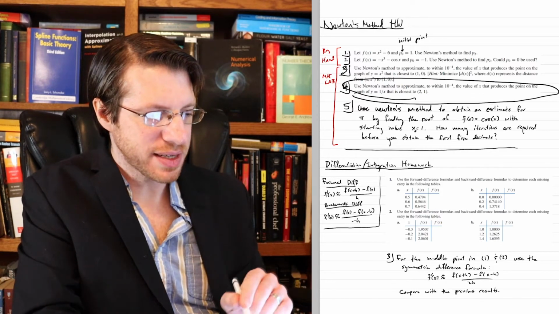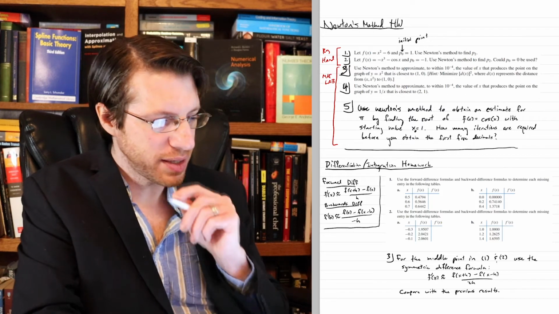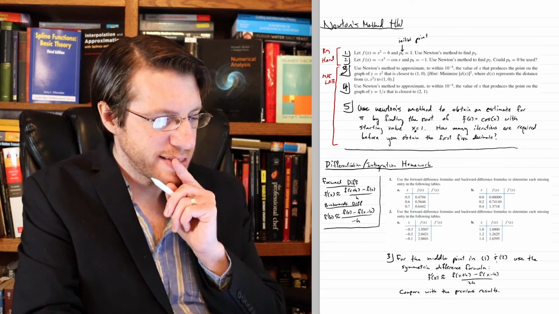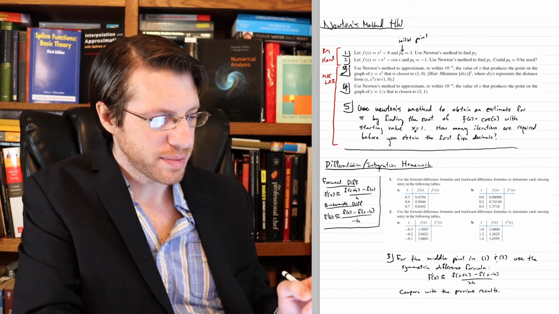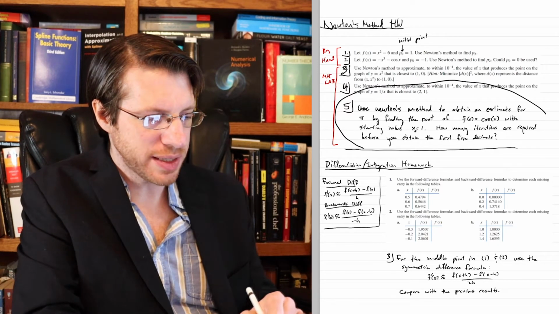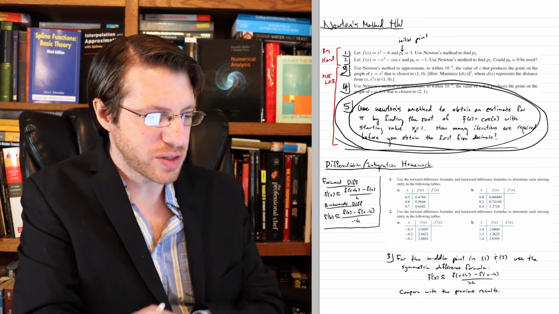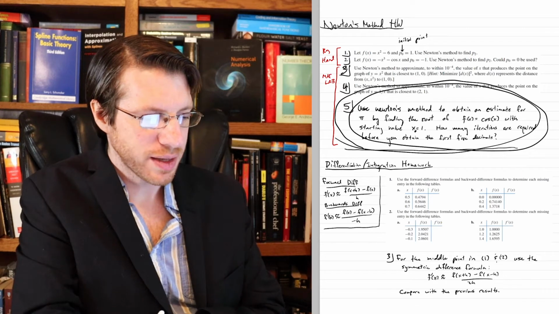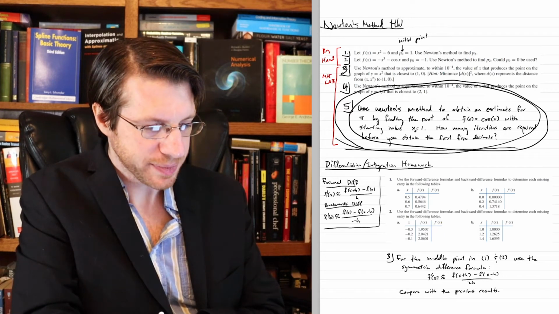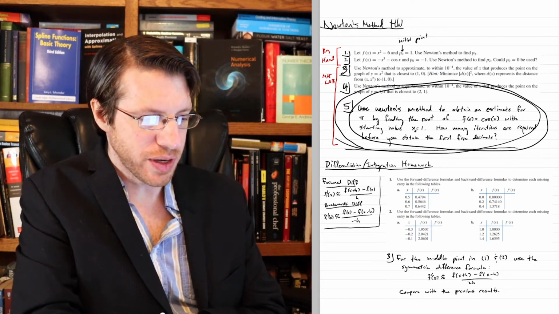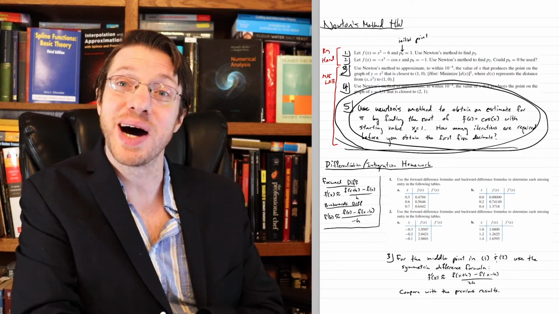Same thing with this one, so we're going to try that one. And then the last one is to use Newton's method to obtain an estimate for pi using the root of cosine of x with a starting value of x equals 1, and determine how many iterations it takes before you obtain the first 5 decimals of pi.